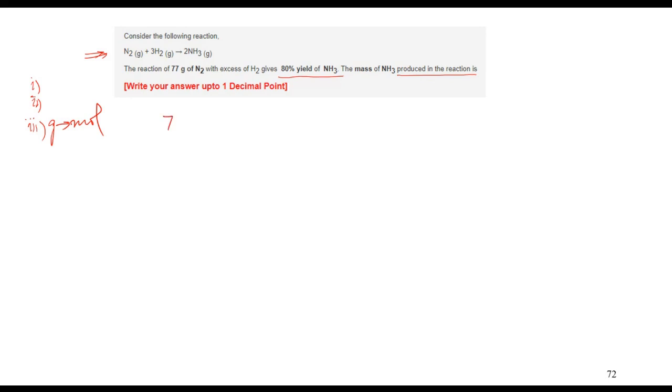Step number 3, change gram to mole. So what is given? 77 gram of nitrogen. Multiply, divide, multiply, divide, step number 4, and then step number 5. Now what will you calculate? You will calculate ammonia. So you have to write grams of ammonia. And what is given? Grams of nitrogen.